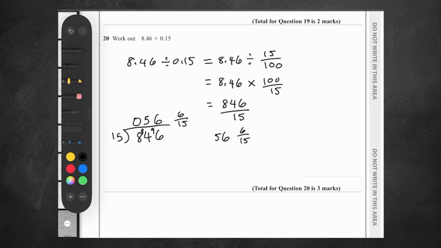But since the question has been asked in decimals, we're going to convert this to a decimal. So 6 over 15 is the same as saying 2 over 5 if you divide the top and the bottom by 3, which is the same as 0.4. So our answer is 56.4.